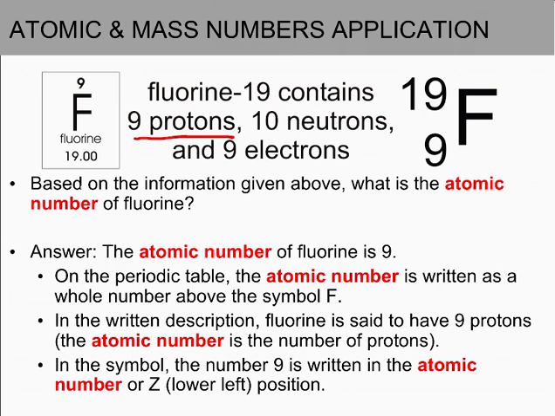But additionally, you'll notice in the symbol on the left-hand side, which is what we would typically find on a periodic table, the atomic number is listed right above the element symbol. And that's pretty standard for periodic tables. So if you're ever in doubt about how many protons an element has, you can always look above the element symbol to find the atomic number, and that will give you the number of protons.